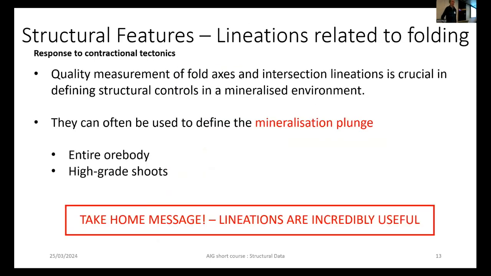So quality measurements on fold axes and intersection lineations are crucial in defining structural controls of the mineralized environment, because those stretching lineations and those fold axes actually give you the direction of your sigma 3, your highest strain component, which also gives you the direction of where fluids are going to be able to try and move through the rocks. And that eventually, if you've got mineralizing fluids around during the folding event, which is not always the case, but if it is, then your ore shoots are going to follow those fold axes.